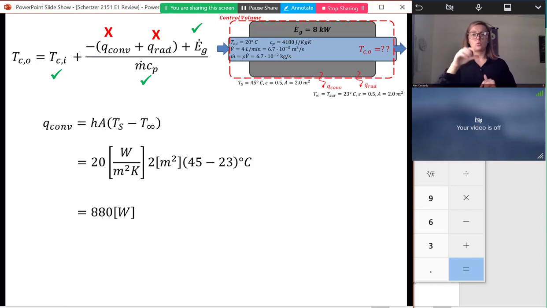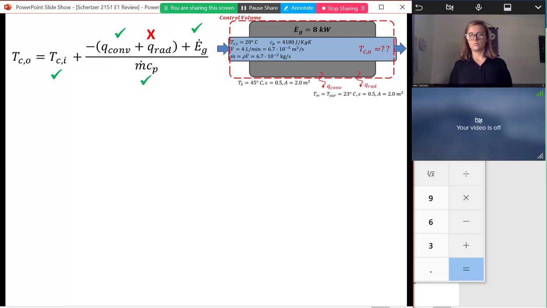So that's good, because I feel like Q convection plus Q radiation shouldn't be bigger than 8 kilowatts. I'm not even at 1 kilowatt here yet. So that's good. Now, one of the two things I didn't know, I know now. So now I'm going to try to find the radiation heat transfer.